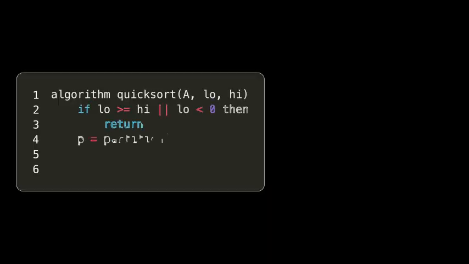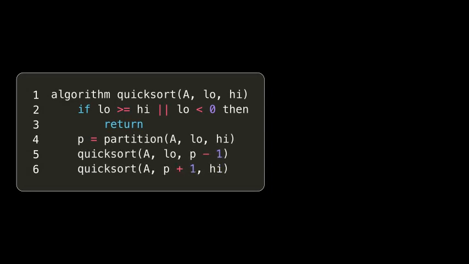Quicksort is a divide and conquer algorithm. It selects a pivot element from the array and partitions the array into two subarrays, according to whether they are less than or greater than the pivot. The subarrays are then sorted recursively.